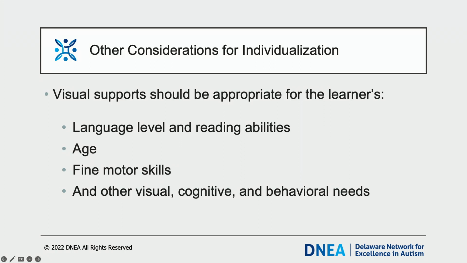In addition to visual stage, there are some other considerations that should be made when developing a visual support. You want to make sure that the language and reading abilities are appropriate. You want to think about the age of the person that you're creating this visual for, as well as their fine motor skills and other cognitive or behavioral needs.